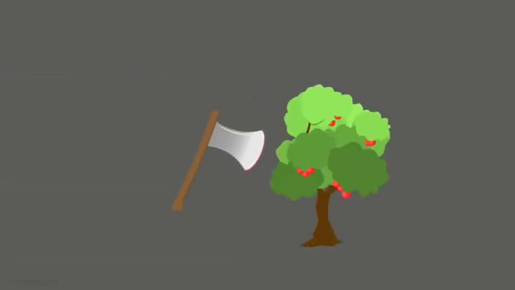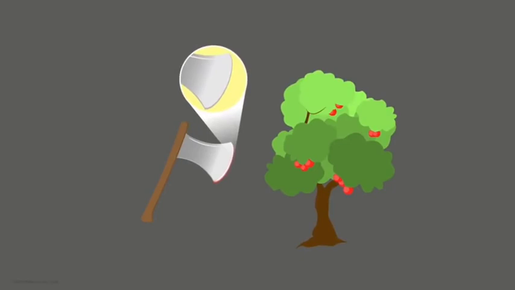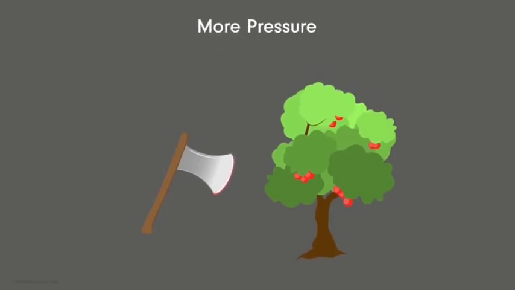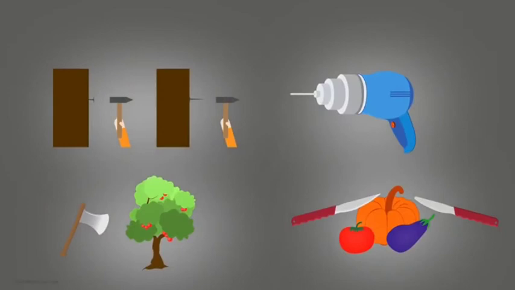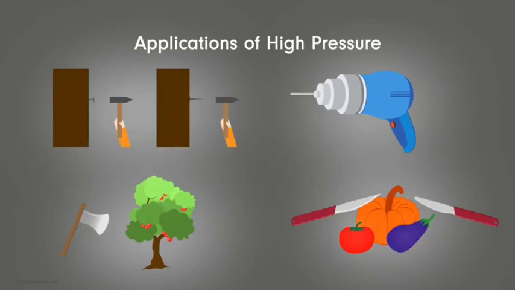Axes used to cut trees also have sharp cutting edges instead of placid ones. It increases the pressure on the tree due to the less area of contact. The examples that we've seen so far are applications of high pressure. It's about how high pressure is useful to us in some cases. But it is not always the case. There are situations where we require low pressure. Let us see some applications or advantages of low pressure.